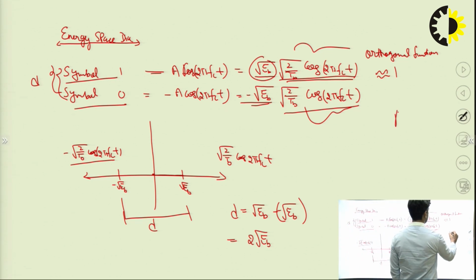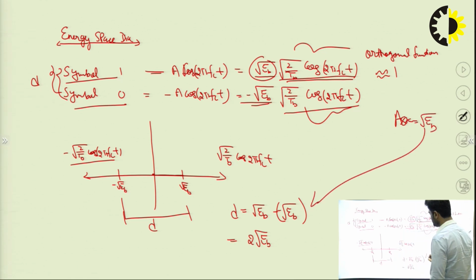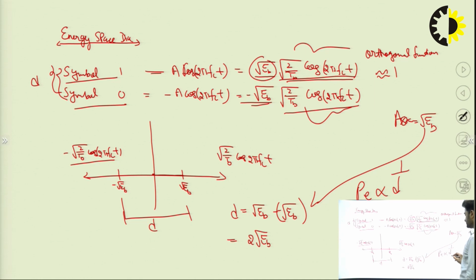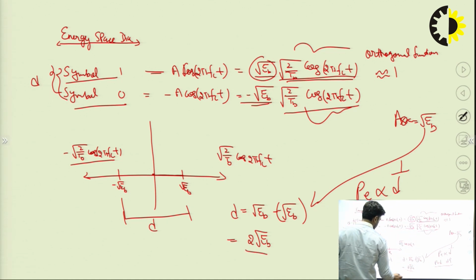For the ASK, we calculated the distance as root EB. As you can see, the distance is increased here. The probability of error is inversely proportional to the distance. So as the distance increases, the probability of error will decrease. The probability of error should be minimum when we increase the distance. So as compared to ASK, PSK has less probability of error because of the higher distance, that is 2 root EB.